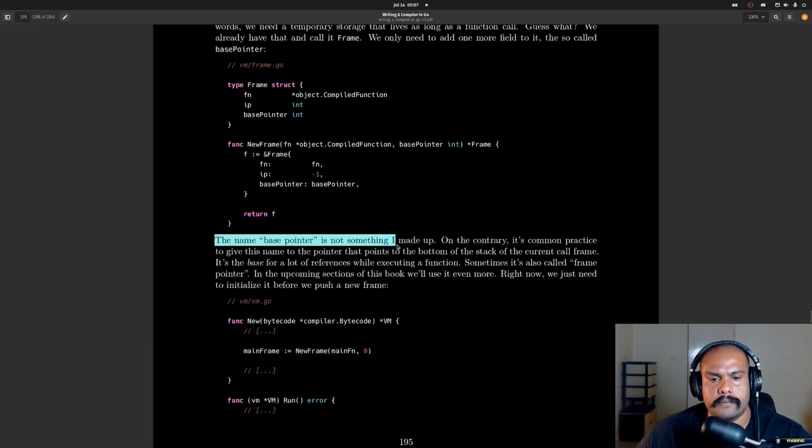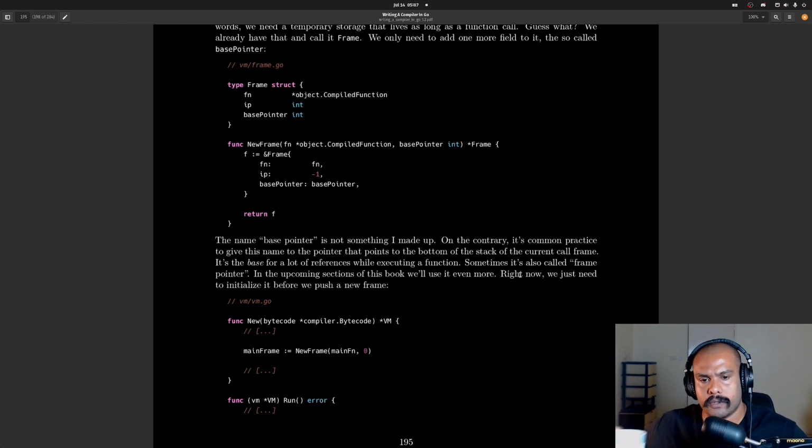Base pointer is not something I made up. On the contrary, it's common practice to give this name to the pointer that points to the bottom of the stack of the current call frame.